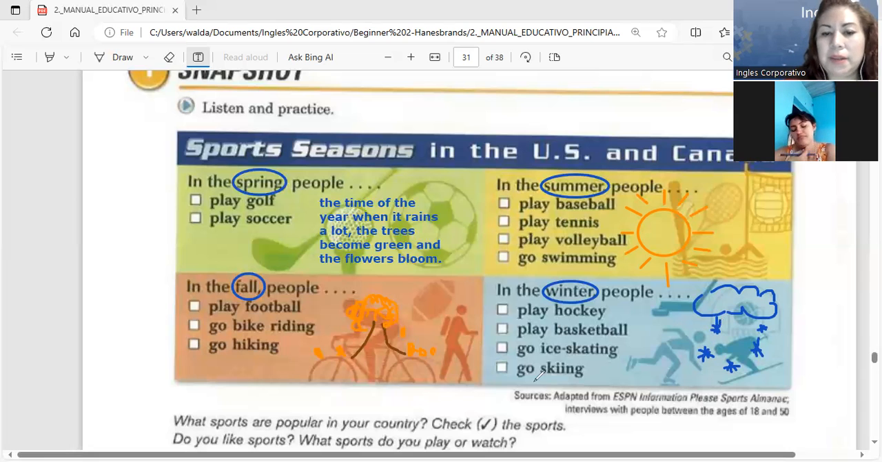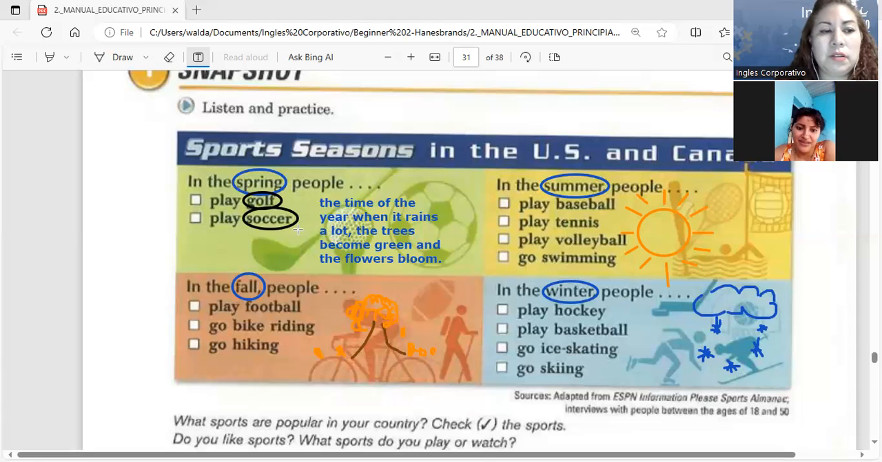All right. Let's continue then. Now let's look at the vocabulary related to the sports. So in the spring, people play golf. You understand play golf? It's when you hit a ball with a club on a green field into a little hole. In Spanish it's the same thing, you can also say golf. Golf.